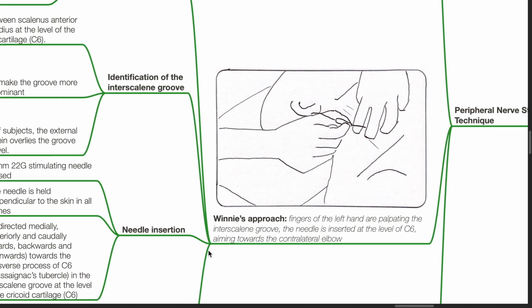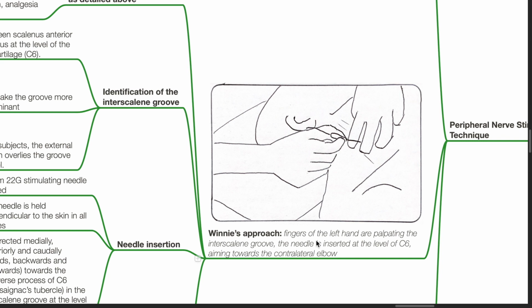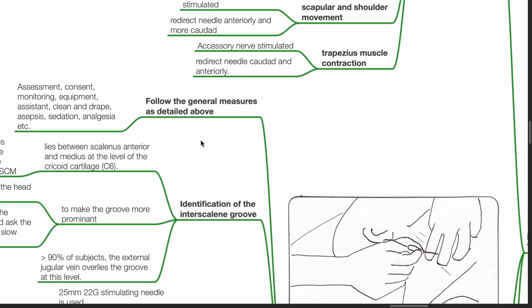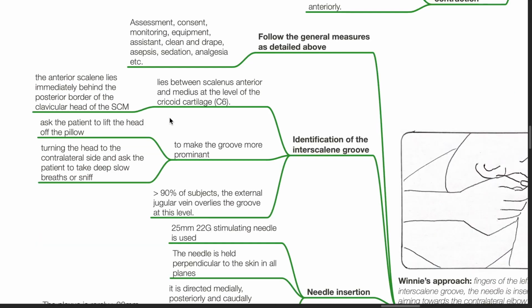Winnie's approach. Fingers on the left hand are palpating the interscalene groove. The needle is inserted at the level of C6, aiming towards the contralateral elbow. Follow the general measures as detailed. Identification of the interscalene groove. The interscalene groove lies between the scalenus anterior and medius at the level of the cricoid cartilage, C6.